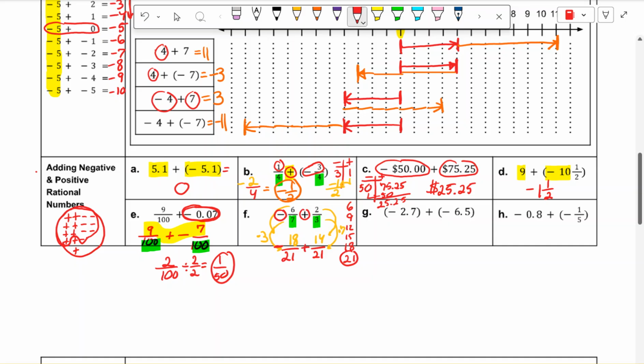All right, now our denominators match. And we can add the top. We have 18 negatives plus 14 positives. There are more negatives than there are positives. How many more negatives are there than positives? We can simply subtract. 18 take away 14 would leave us 4 negatives. So negative 4 21st.